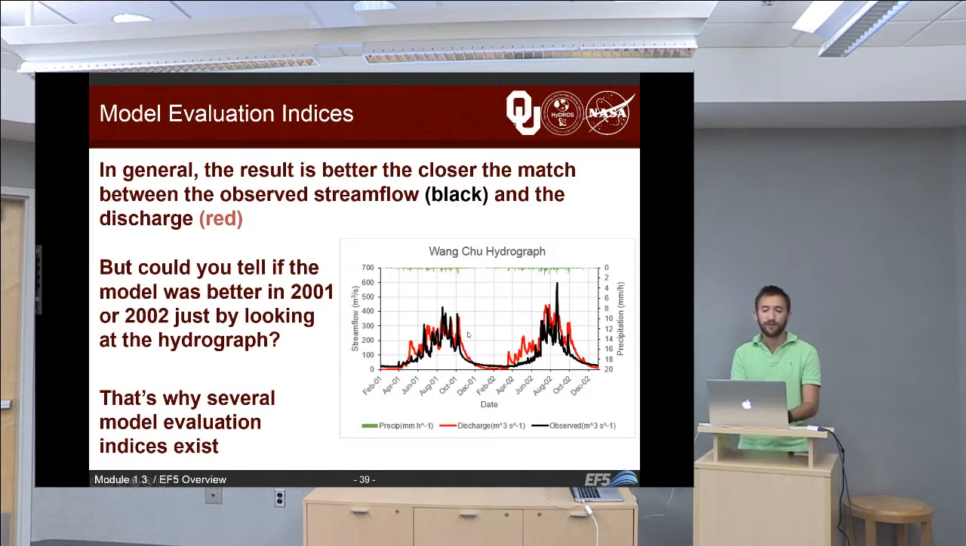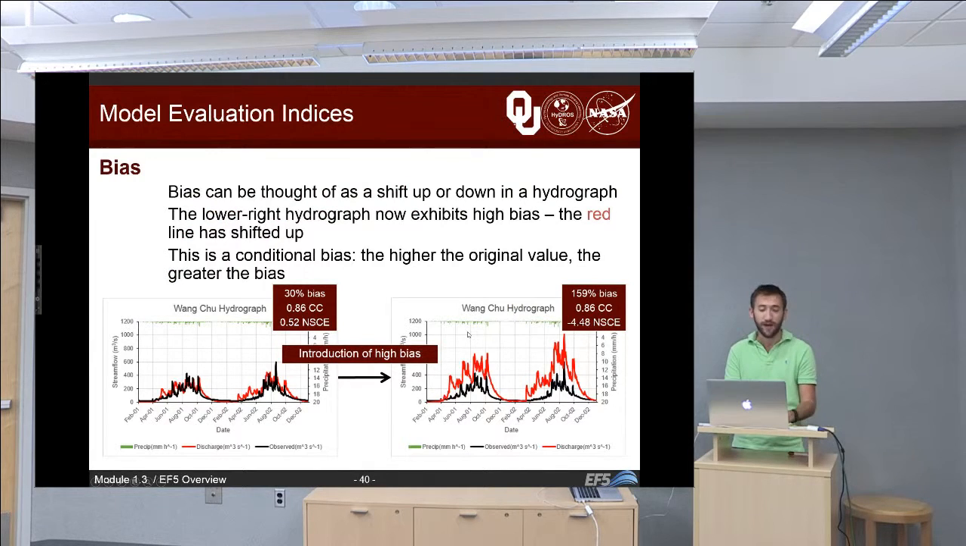In general, the result is better the closer the match between the black and the red gets. But how could you tell between 2001 and 2002 which of those two sides of the hydrograph is better? In this case, it's actually difficult to tell, and so that's why we have model evaluation indices. So the first one is bias.